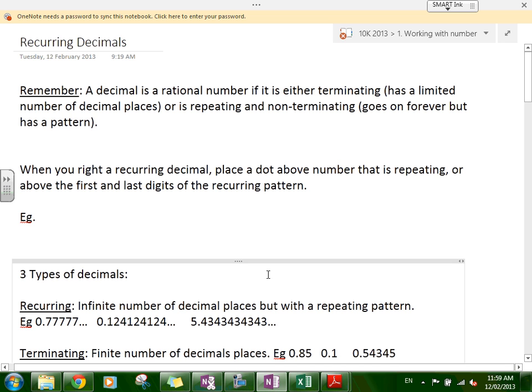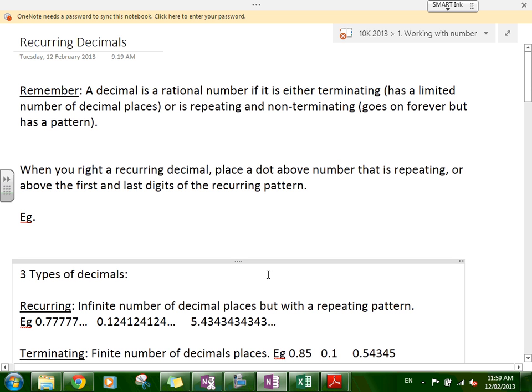A decimal is a rational number if it's either terminating, which means it comes to an end, it has a limited number of decimal places. So you know, 5, 10, or 100, even if you have a million decimal places, as long as it finishes at a million, it's a rational number. Or if it's repeating and non-terminating. So you can go on forever, but if it has a repeating pattern, or one number is repeated over and over again at the end of it, then it's a rational number.